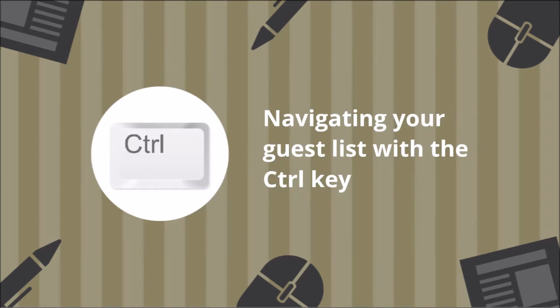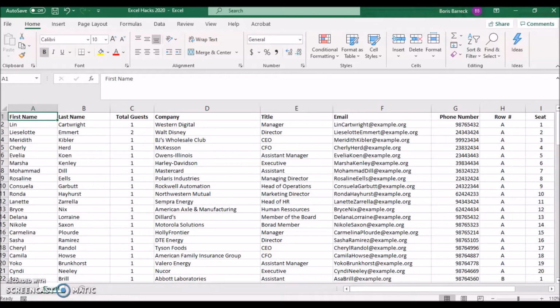Navigating your guest list with the Control key. Let's have a look at this sample guest list, which includes the familiar columns: guest first name, guest last name, number of total guests, company, and so forth. Such lists can contain a few hundred guest names but can easily increase to several thousand records.